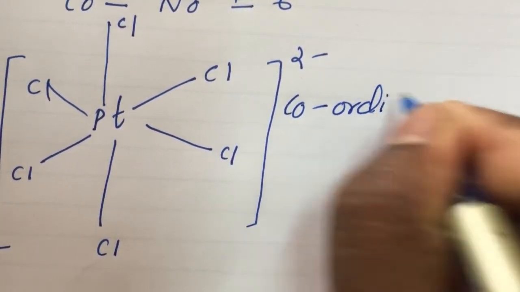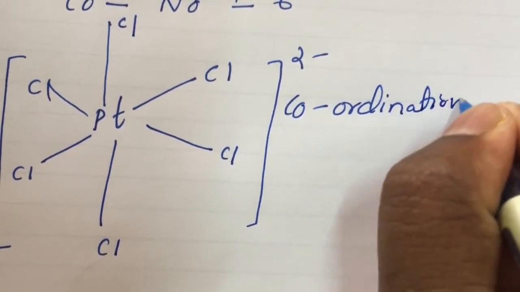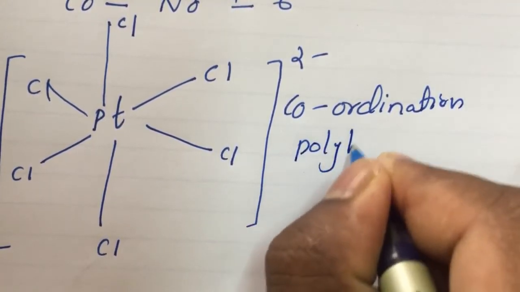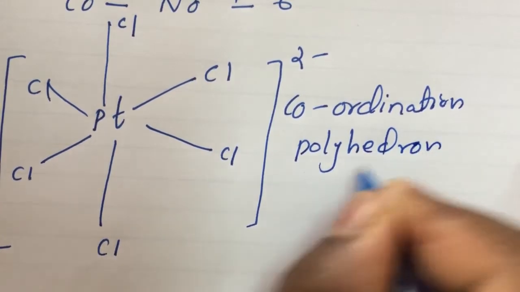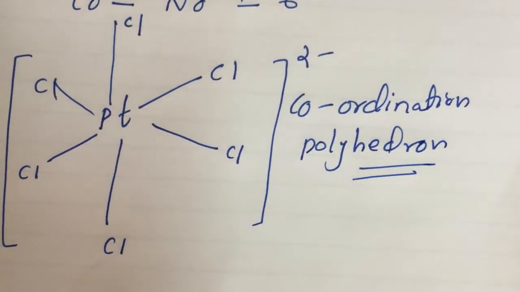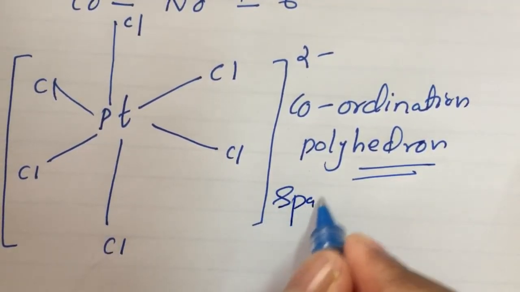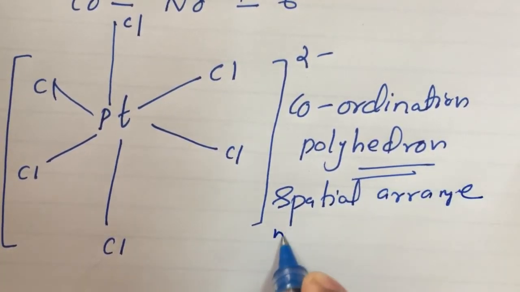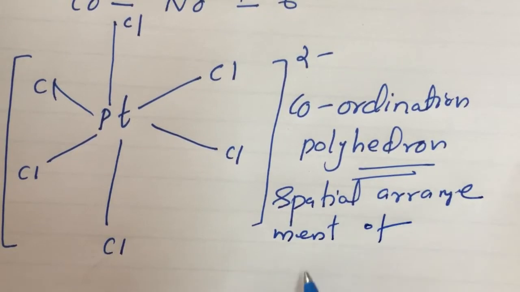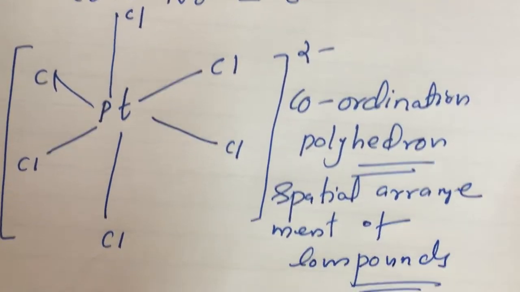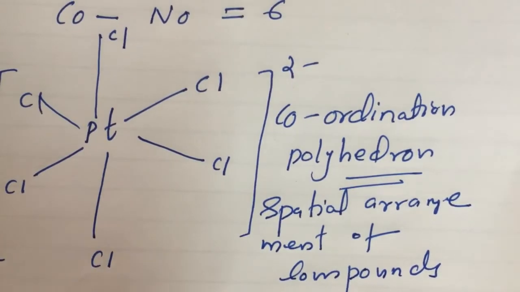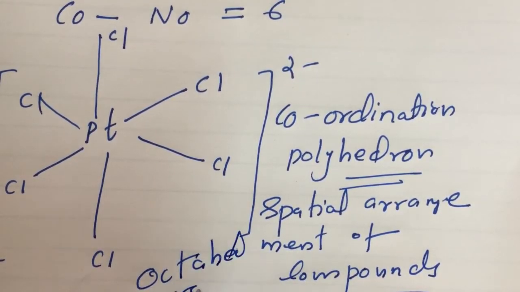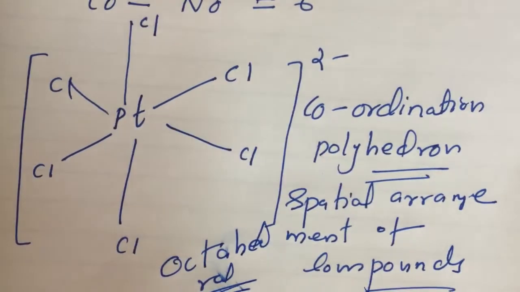The next topic is coordination polyhedron. Coordination number I will explain after this. Listen, what is coordination polyhedron? The spatial arrangement of coordination compounds is called the coordination polyhedron. And here the coordination polyhedron is octahedral. This structure is called octahedral.